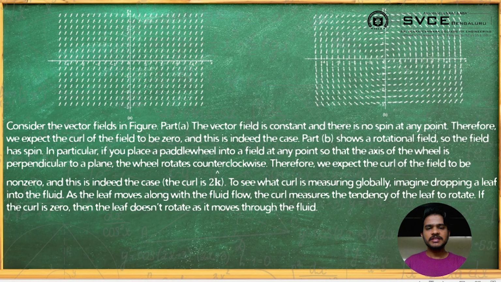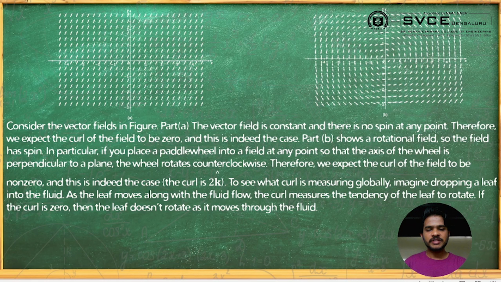Consider the vector fields in these figures. Part A shows the vector field is constant and there is no spin at any point. Therefore, we expect the curl of the field to be 0, and this is indeed the case. Part B shows a rotational field, so the field has spin. In particular, if you place a paddle wheel into the field at any point so that the axis of the wheel is perpendicular to the plane, the wheel rotates counterclockwise. Therefore, we expect the curl of the vector field to be non-zero, and this is indeed the case.